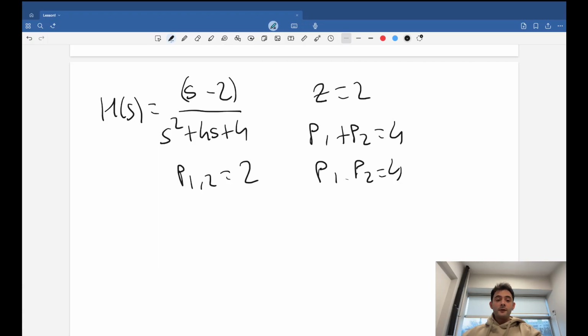Do not get confused. Maybe in the future you will have 3 or 4 poles at the same point. This is so normal.